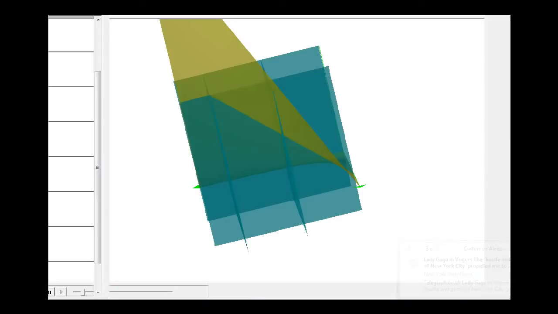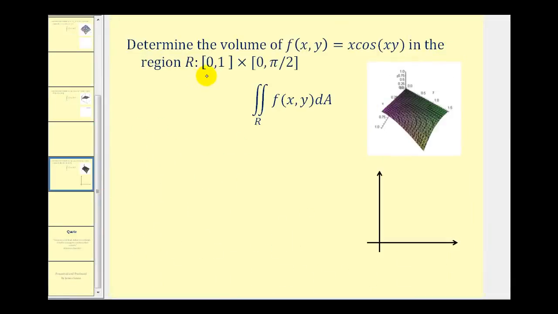Let's take a look at one more example. On this example, our region is the closed interval from 0 to 1 for x, and from 0 to pi over 2 for y. So again, we have a rectangular region. It looks something like this. So this would be our region of integration.